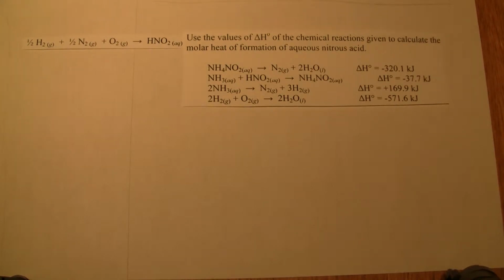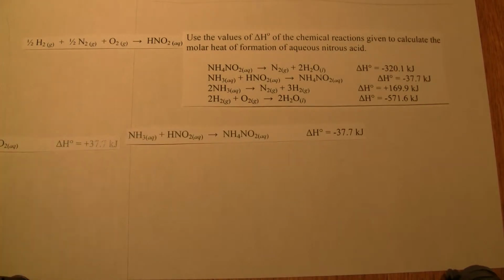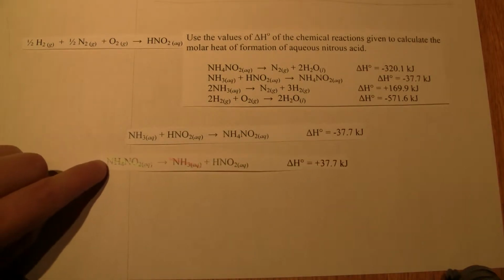And so my first step was looking at this. I knew that I needed to have nitrous acid as a product. So I took the only equation that has nitrous acid in it, which is this one. And in order to have nitrous acid as a product, we need to reverse the reaction. So Hess's law says that when we reverse a reaction, the change in enthalpy changes sign. So if you had an endothermic reaction and you reversed it, it would become exothermic. Seems logical. So this is the new equation.